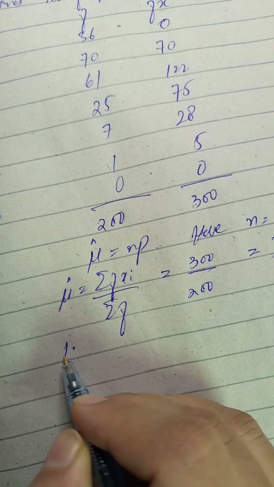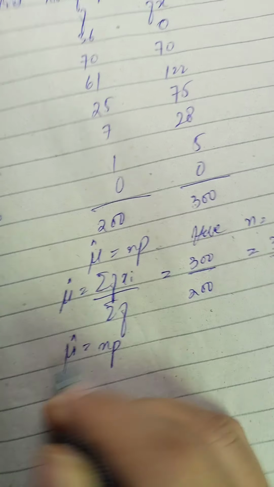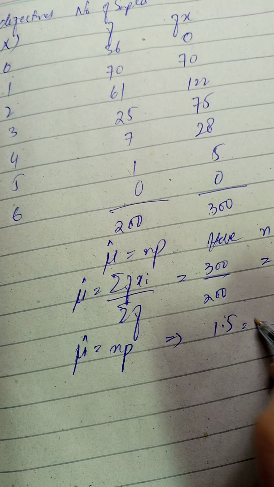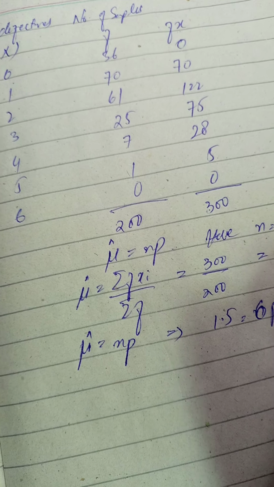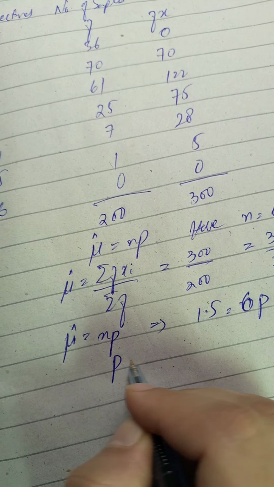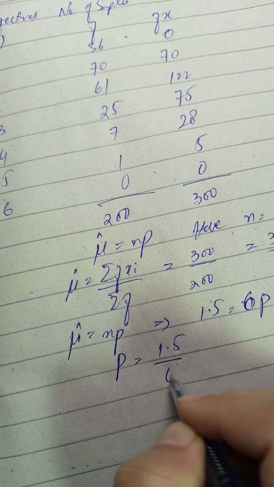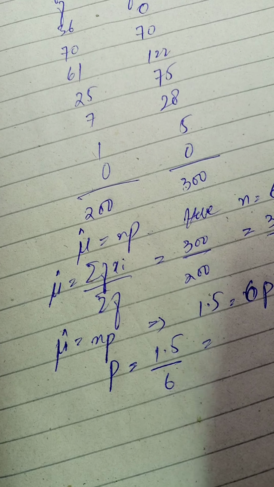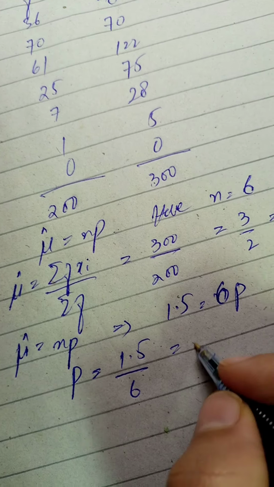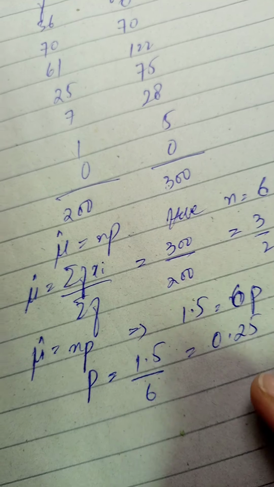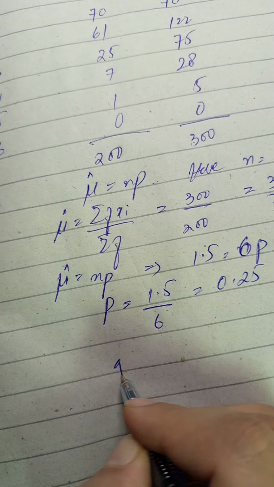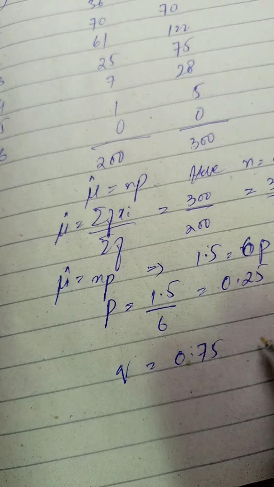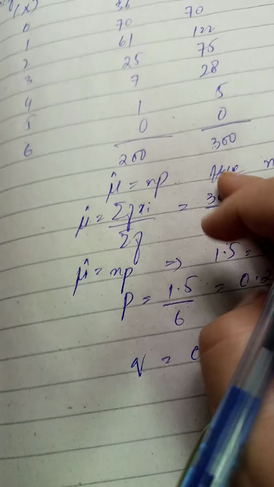So let's use this in this equation. We will get mu hat equals np. Substitute all the values. We have mu equal to 1.5, n equal to 6, so 1.5 equals 6 into p. So p will be 1.5 divided by 6, and it turns out to be 0.25. So what will be our q? q will be 1 minus p. So q will be 0.75. So we have all the parameters.